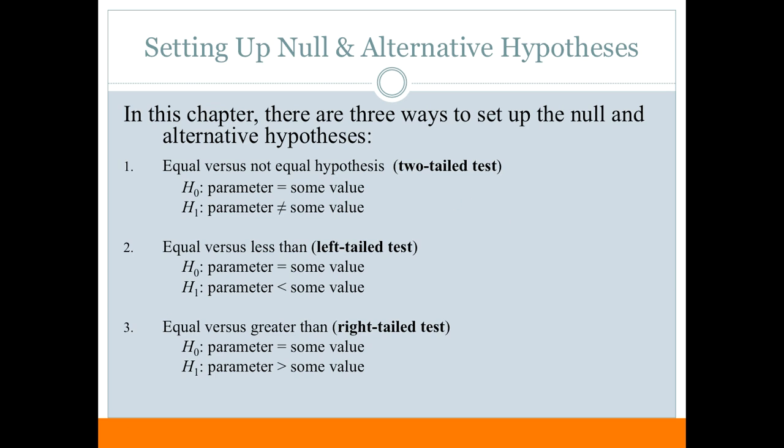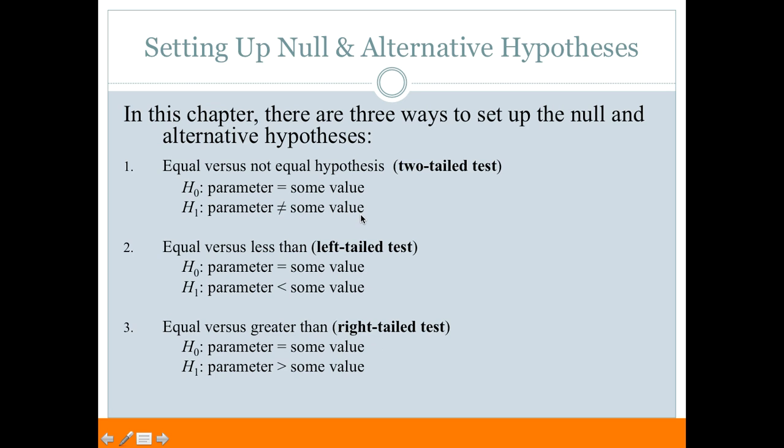So the first example here is just an equal versus a not equal hypothesis. This is called a two-tailed test because really all we're trying to figure out is whether the parameter is different than some value. So the null hypotheses in each of these scenarios are all the same. That the parameter, which is either a population mean or population proportion, is equal to some value. Okay, so those are all the same. H naught is parameter equals some value.